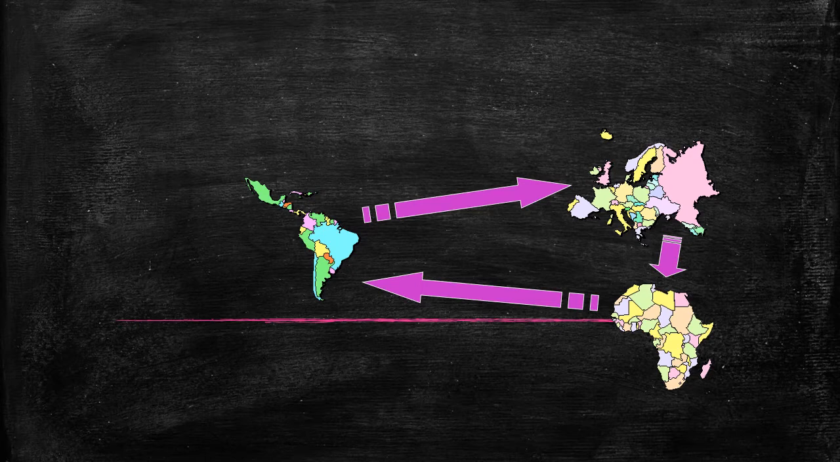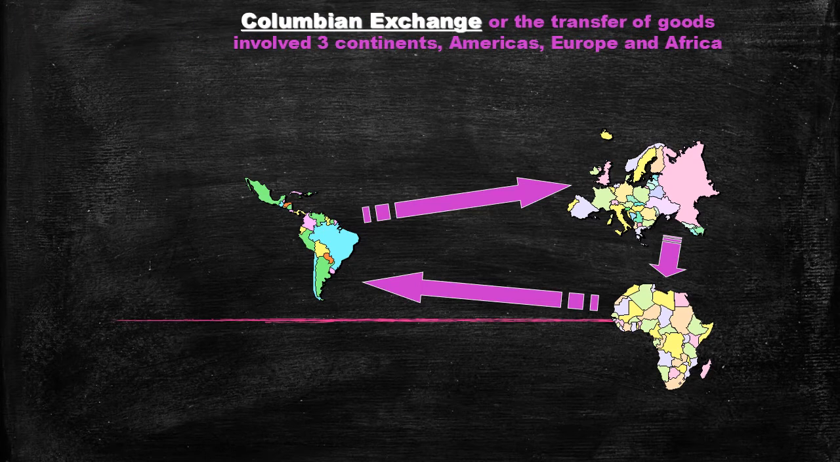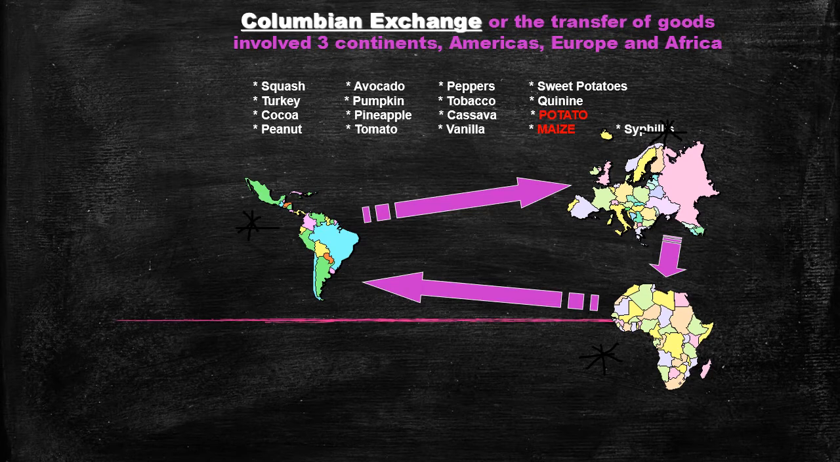Here's another map to help us take a look at some of these routes, especially of the Columbian Exchange. The Columbian Exchange, or the transfer of goods, involved 3 continents. We have America, Europe, and Africa. They exchanged things like squash, turkey, peanut, avocado, pumpkin, pineapple, tomato, peppers, sweet potatoes. All of these were goods that were being exchanged between these 3 continents.